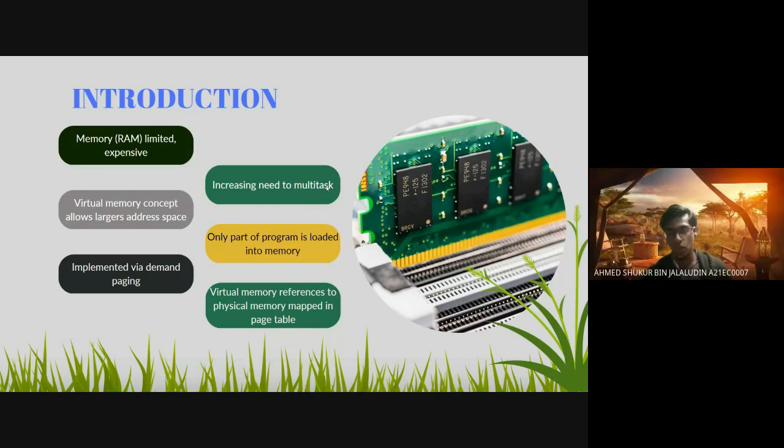Well, as we know, memory or RAM is limited and expensive. Thus, as time goes by, we need to multitask in our daily life. Thus, using just physical memory would not be sufficient to implement many multitasking things. Here is where we implement the virtual memory concept to allow a larger address space compared to physical memory. Virtual memory is implemented where only part of the program is loaded into the memory for execution.